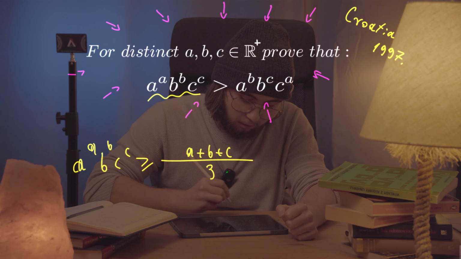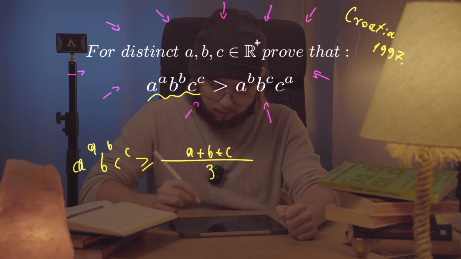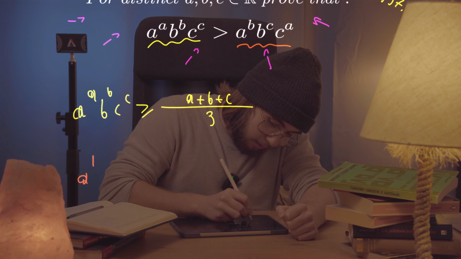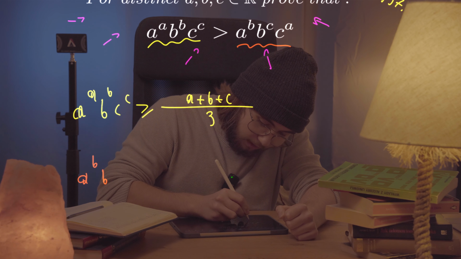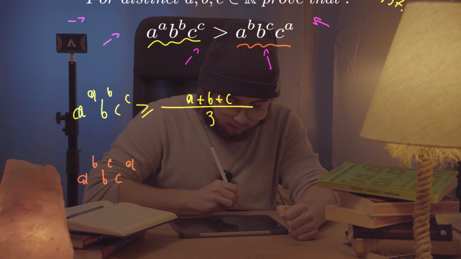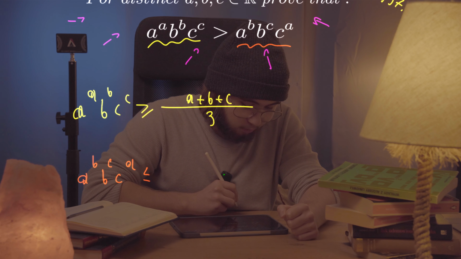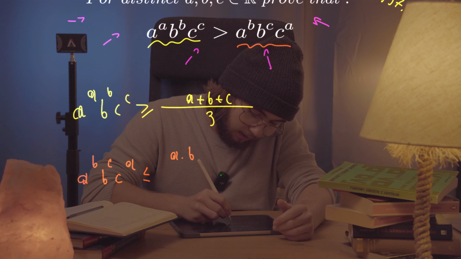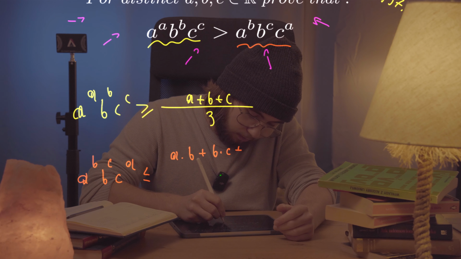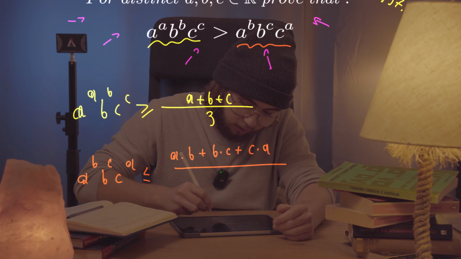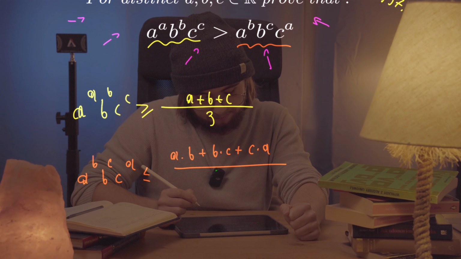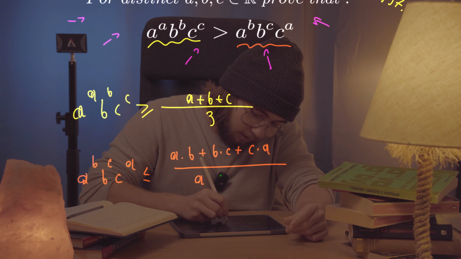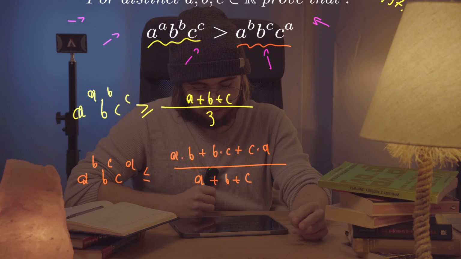But yeah, we have a lovely lower bound for a to the a, b to the b, c to the c. Now let's consider an upper bound for a to the b, b to the c, and c to the a. That's going to be less than or equal to, by the AM-GM inequality, a times its weight, so a times b, plus b times its weight, which is b times c, plus c times its weight, which is c times a. Here once again we're interpreting b, c, and a as the weights of a, b, and c respectively, and then we divide it by a plus b plus c, which is lovely.